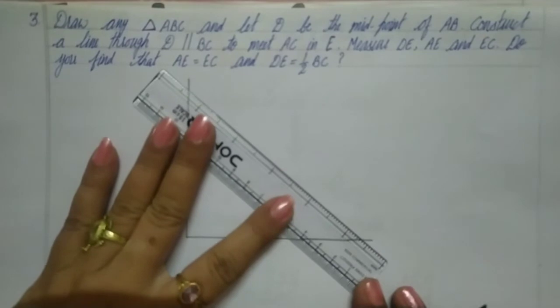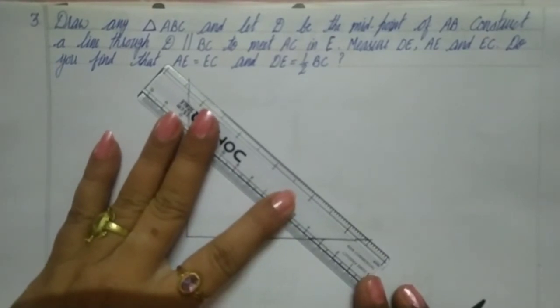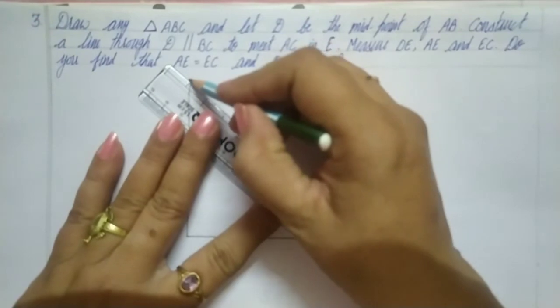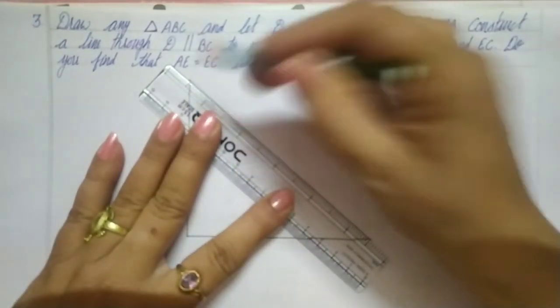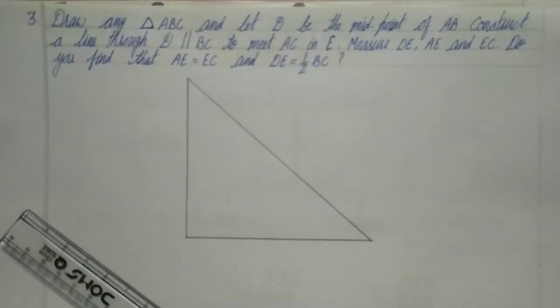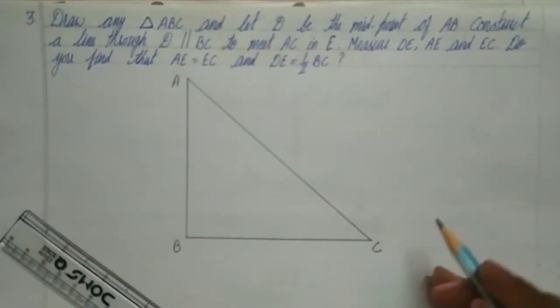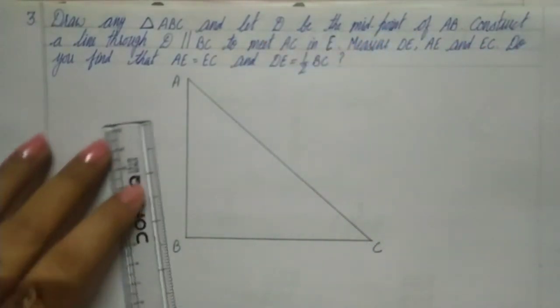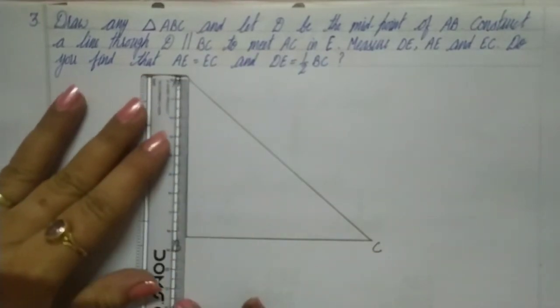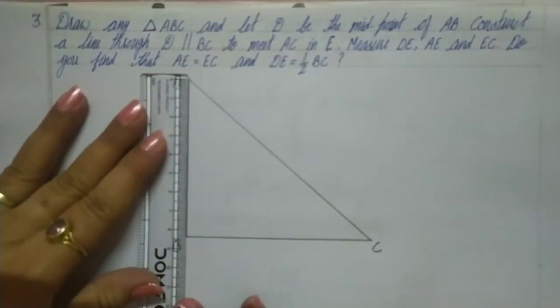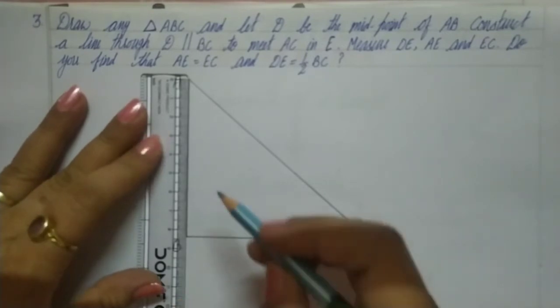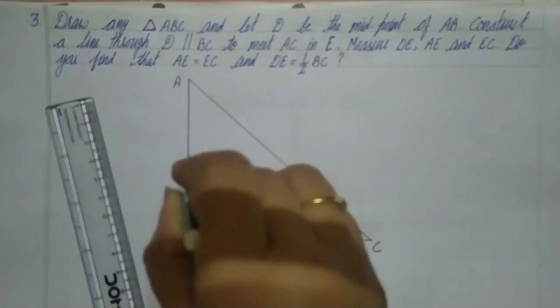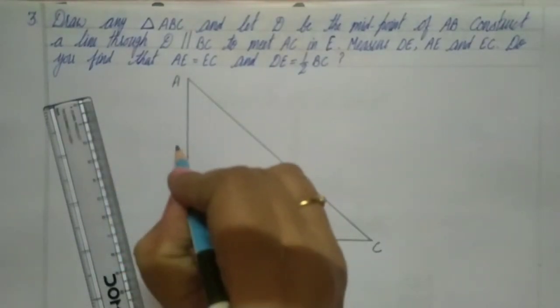Then join these two endpoints. So here is the right triangle ABC. Now let's label it A, B and C. Now what is given? Let D be the midpoint of AB. Now check the measurement of AB. This is 8.4, it means half is 4.2. This is the midpoint. Let it be D.